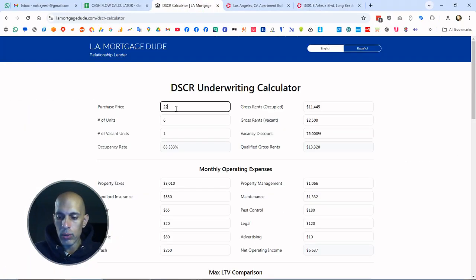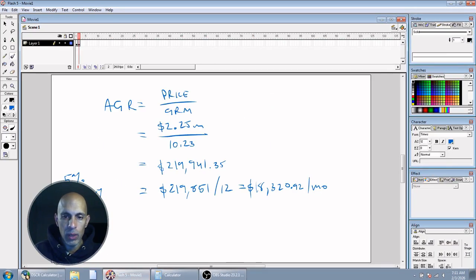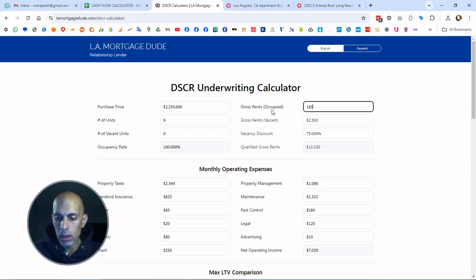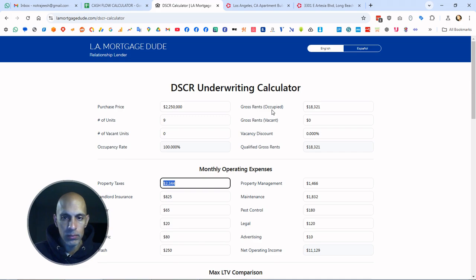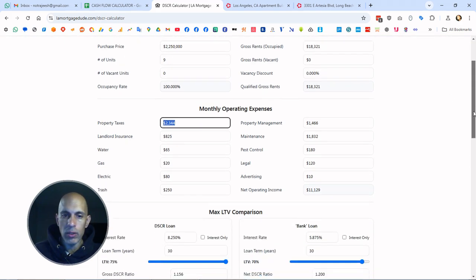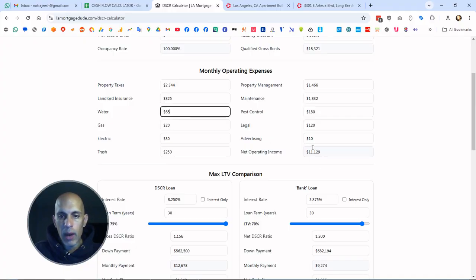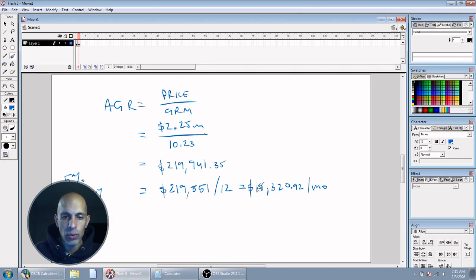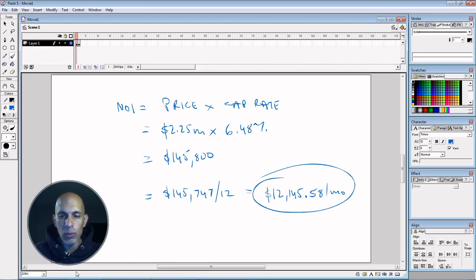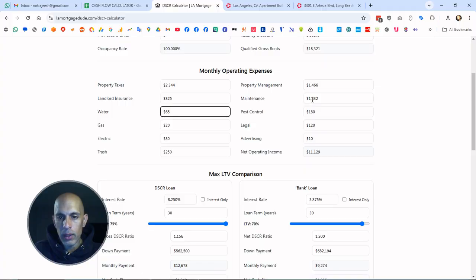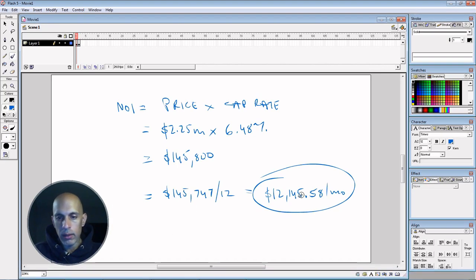So we are at 2.25 million, 9 units. Gross rents were 18,321. Property taxes, landlord insurance, I'm going to leave all that the same. Now I have to get net operating income up to 12,145. So that means I have to add about 1,000 back in here. So let's see, 12,129. This is not too far off.